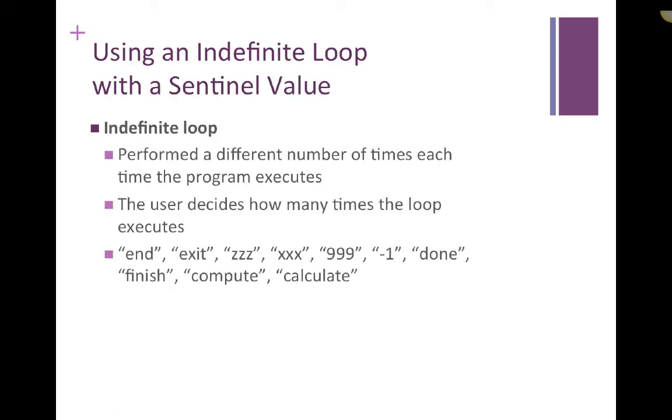Sometimes we don't know how many times our loop needs to run. It will depend on how many values the user enters, so we can use an indefinite loop that is controlled with a sentinel value. The key to success with the sentinel value loop is that we must tell our user what the sentinel value is. So these are all examples of sentinel values that you might see in other programs. Again, just make sure that you set a value to be the sentinel value and let your user know what it is so that they can type in the correct sentinel value to exit out of the loop.